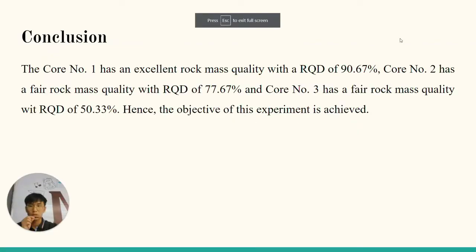Good morning, doctor. My name is Tong Ren Hao, and today I'll be talking about the conclusion. So, in conclusion, core number 1 has an excellent rock mass quality with an RQD of 90.67%, whereas core number 2 has a fair rock mass quality with an RQD of 77.67%, and last but not least, core number 3 has only a fair rock mass quality with an RQD of 50.33%. Hence, the objective of this experiment has been achieved. That's all from me. Thank you very much.